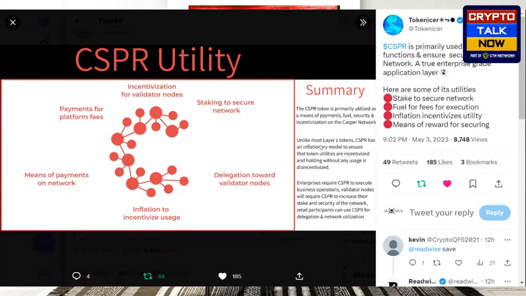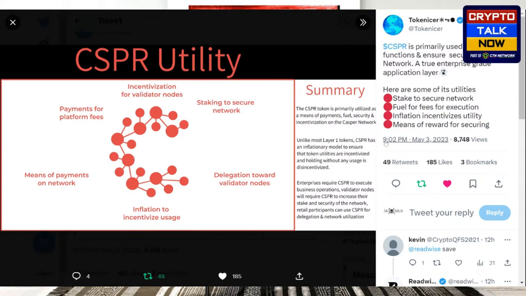The summary: the Casper token is primarily utilized as a means of payments, fuel, security, and incentivization on the Casper network. Unlike most layer one tokens, Casper has an inflationary model to ensure that token utilities are incentivized. And holding without any usage is disincentivized. Enterprises require Casper as a CSPR token to execute business operations. Validator nodes will require Casper to increase their stake and security of the network. Retail participants can use Casper for delegation and network utilization.